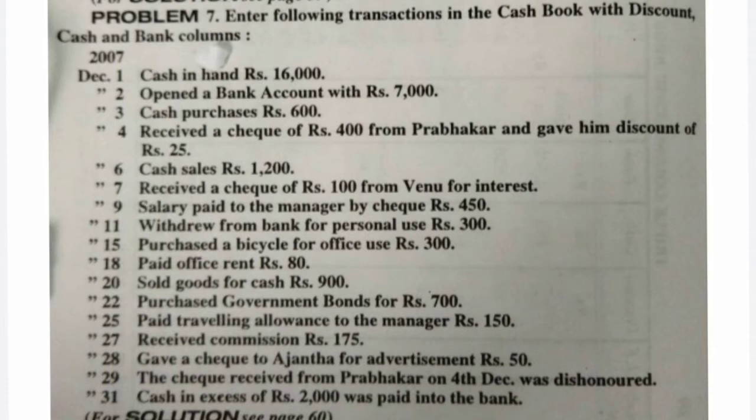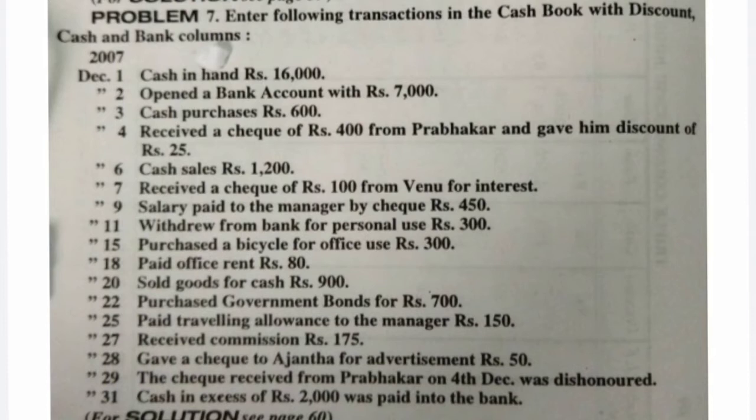What is the previous entry? Bank account debit 400, discount allowed account debit 25, to Prabhakar account 425. And what is the entry we need to record now? Prabhakar account debit 425, to bank account 400, to discount allowed account rupees 25. So the bank is on the credit side. Now we need to credit the bank column with rupees 400 and the discount column with rupees 25.